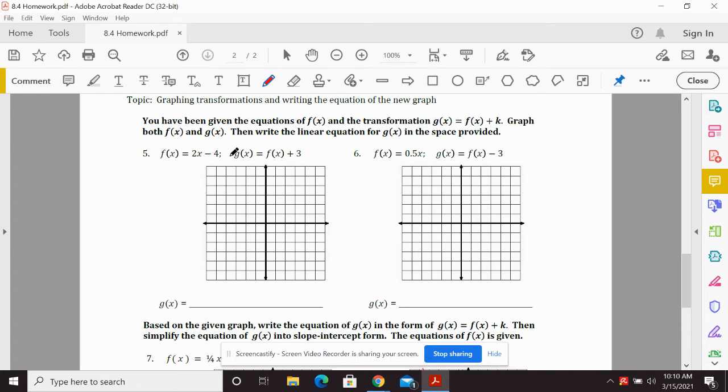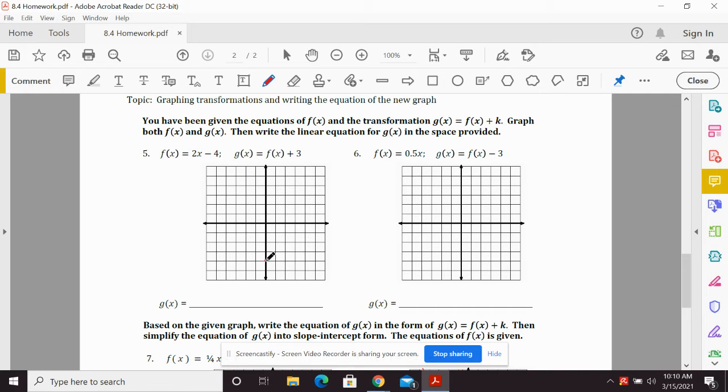So f of x is 2x minus 4. I'm going to go ahead and just graph that one thing at a time here. So 2x minus 4 means my y-intercept is negative 4. 1, 2, 3, 4. Right there. Okay, that's my y-intercept. Okay, and then my slope is 2, which means it's 2 over 1.